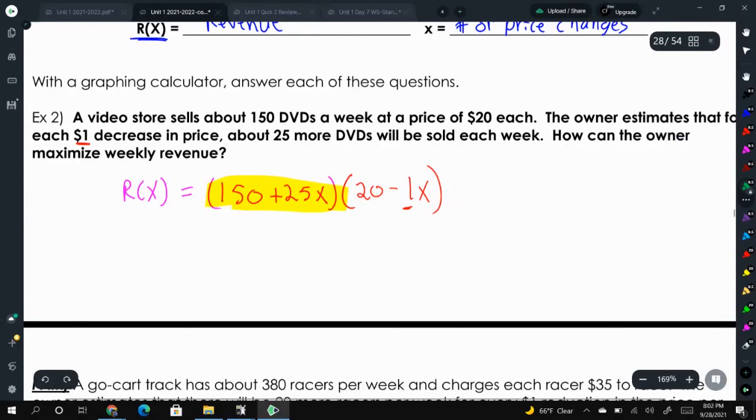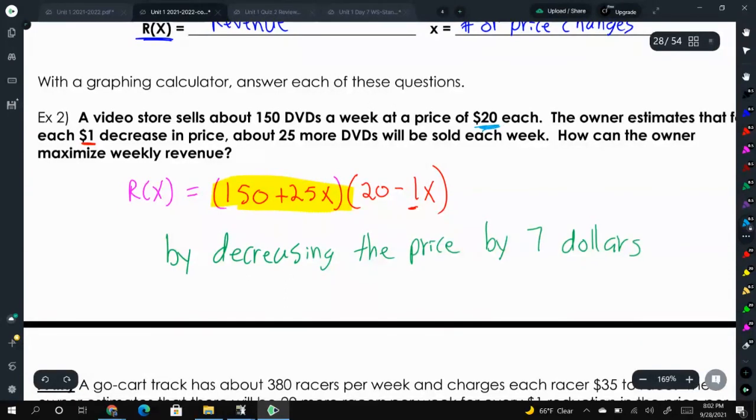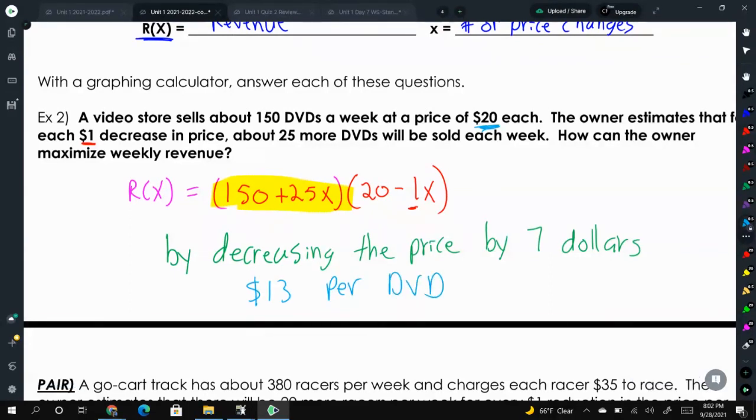So the owner can maximize the revenue by decreasing the price by $7. Okay. Or you could say by decreasing the price to 13 because you're starting at 20. So $13 per DVD. That is what you'd want to do.